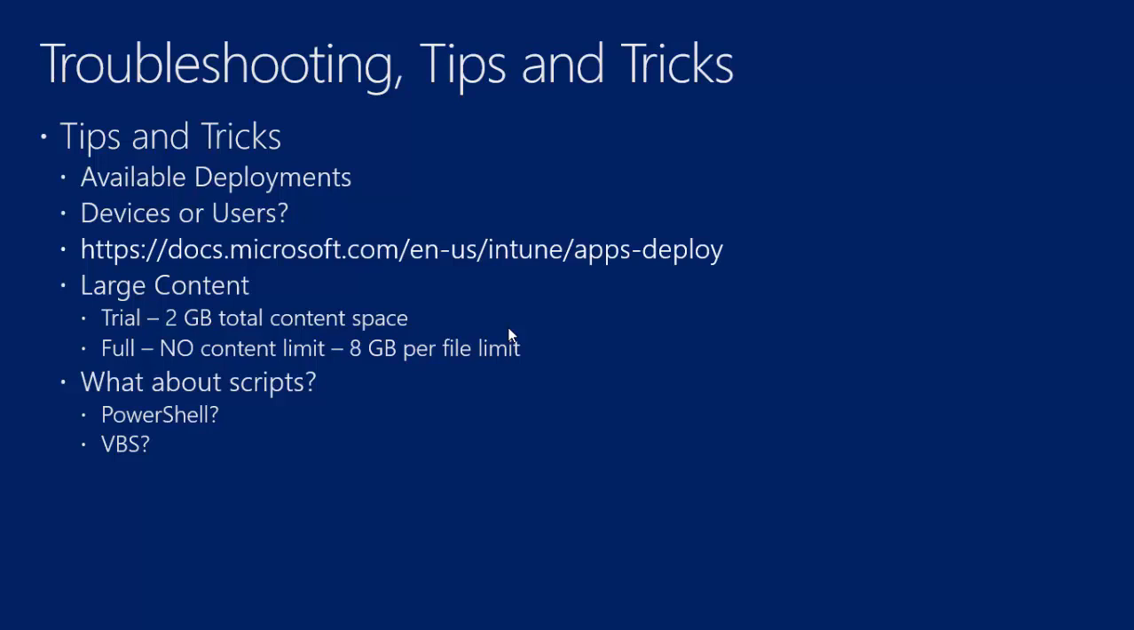In terms of content, we've talked about this, and I just want to make sure it's here, as I've said it a few times. If you have a trial Intune environment, then you are limited in terms of the size of the content to 2 gigabytes total. But if you are in a full deployment scenario, then you are not limited to the size of the content. You can have as much content as you need to get your business needs met. But any one file in that content cannot exceed 8 gig. If it does, you're going to have problems, right?